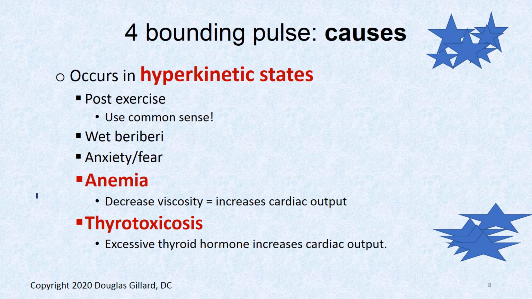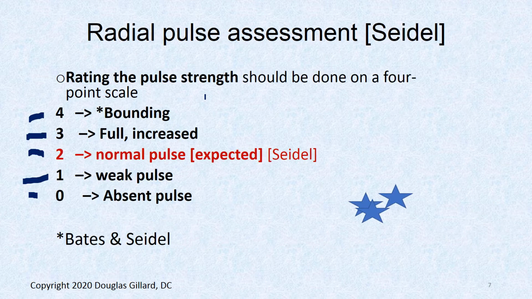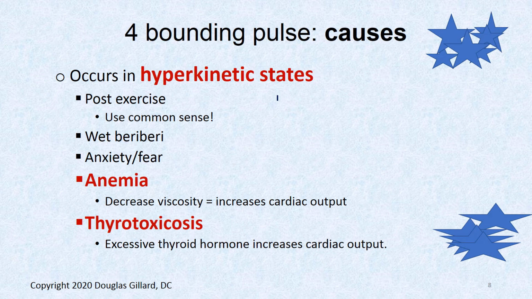You should know that. What causes a 4, a bounding pulse? Those are hyperkinetic states. So what causes this? Bounding pulses, or hyperkinetic states. Well, obviously exercise, running around the school. Wet beriberi, which we're not going to see in this country. Fear, anxiety, major fear, anxiety.